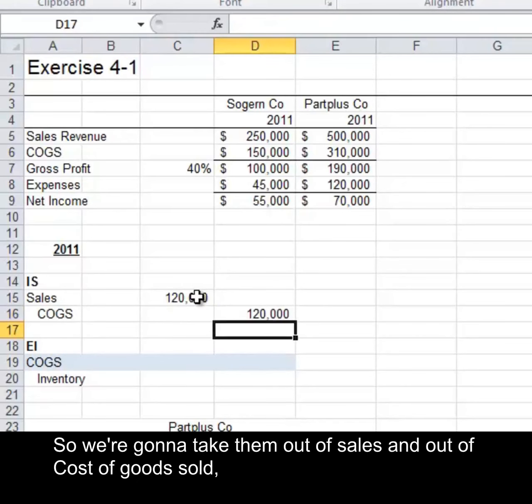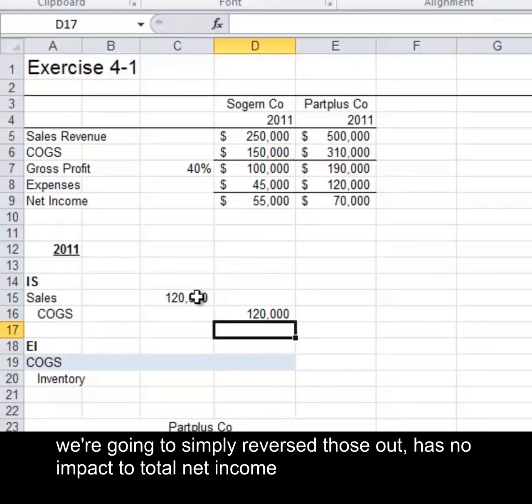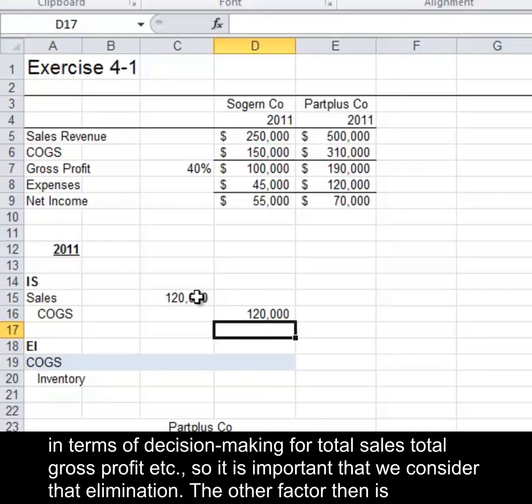So we're going to take them out of sales and out of cost of goods sold because that intercompany piece also affected cost of goods sold when the parent sold them. So we're going to simply reverse those out. Has no impact to total net income, but it does reduce total sales and cost of goods sold, which we know can affect the appearance of financial reporting in terms of decision making for total sales, total gross profit, etc. So it is important that we consider that elimination.